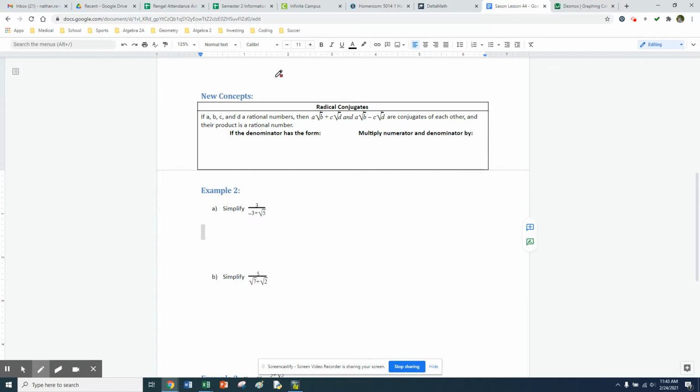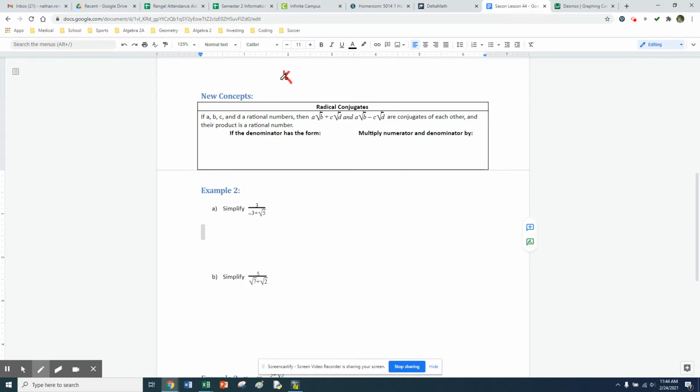Radical conjugates: if a, b, c, and d are rational numbers, then a roots of b plus c roots of d and a roots of b minus c roots of d are conjugates of each other, and their product is a rational number. So we are going to take a peek at how conjugates work, and I'm going to do that actually with algebra.